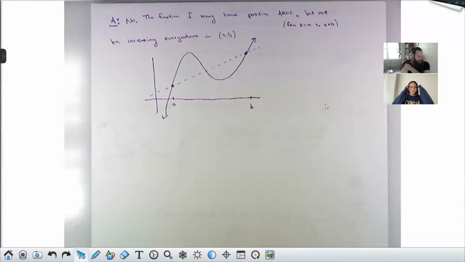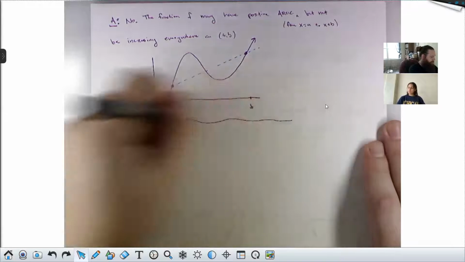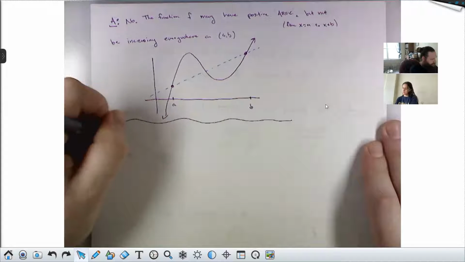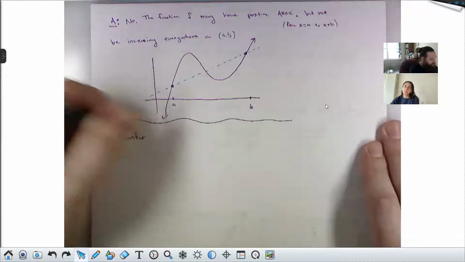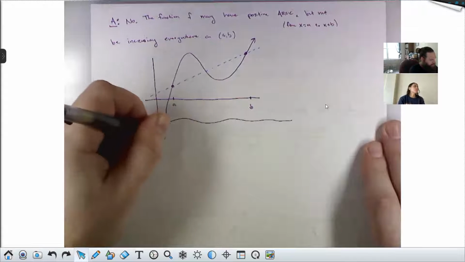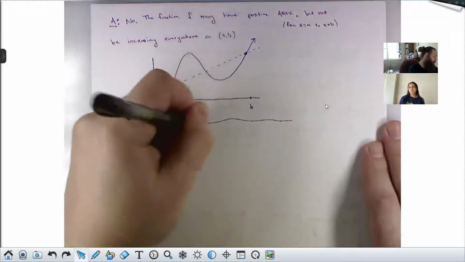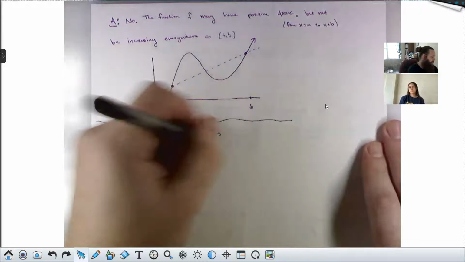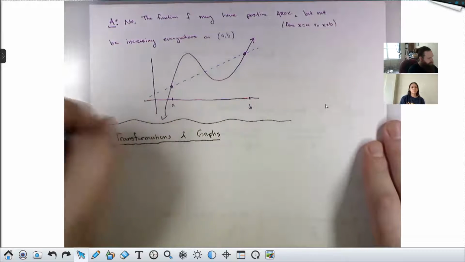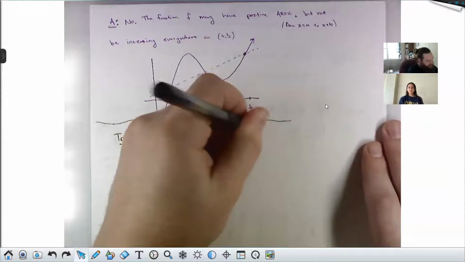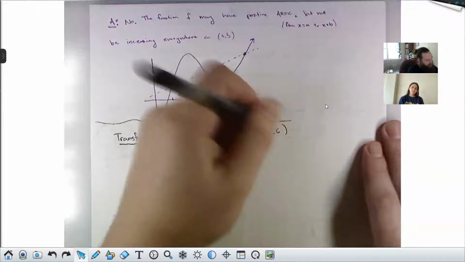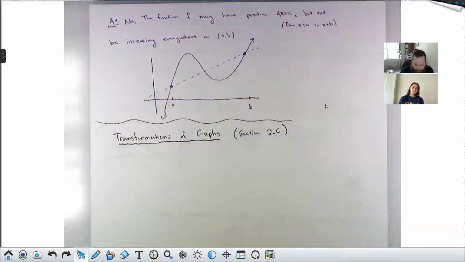You're going to have another homework set over the weekend between now and Tuesday. And the content of that is transformations of graphs, which is section 2.6. We skip over 2.5. 2.5 is on linear models. It's boring, and you got plenty of that in college algebra.